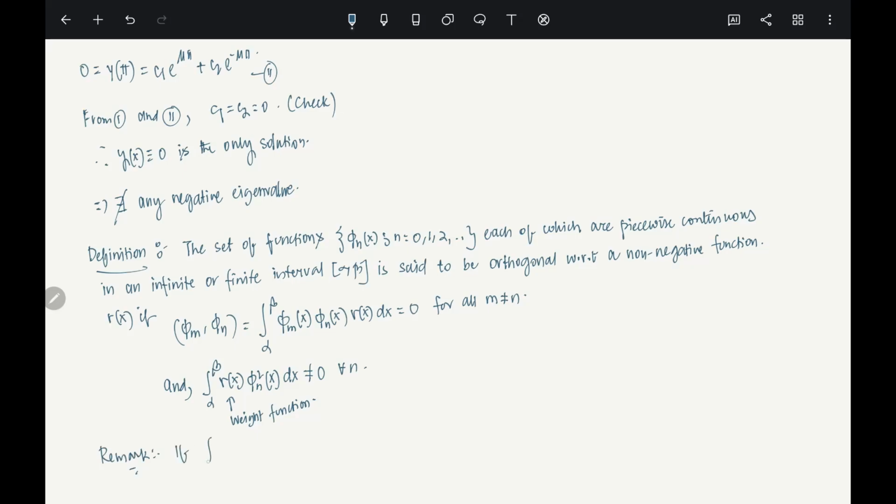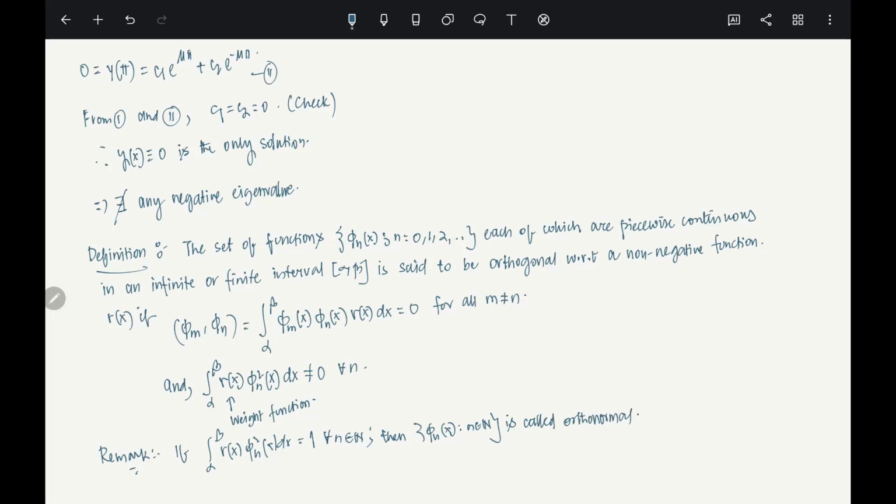If the integral from alpha to beta of phi n squared of x dx equals 1 for all n, then we call the set phi n of x, n in N, orthonormal. It's called orthonormal. Is this okay? Right, that's just a definition.